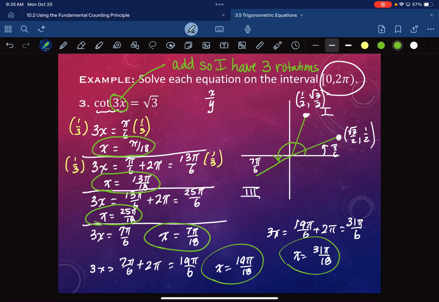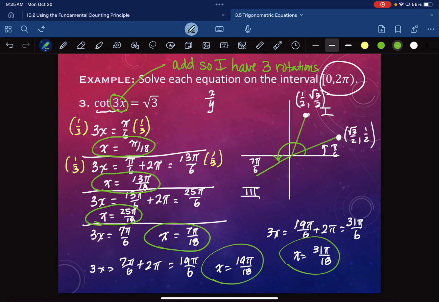Take your calculator. What is 31 over 18 in decimals? You can give it to me in decimals if you wish. That would actually be preferable at the moment. What's 31 over 18? 1.722. And is 1.722 smaller than 2? Yes, it is. So at the very least, what I know is that the answers that I have are between 0 and 2 pi. Because 31 over 18 was the biggest, and we established that it's about 1.72, and it's smaller than 2.